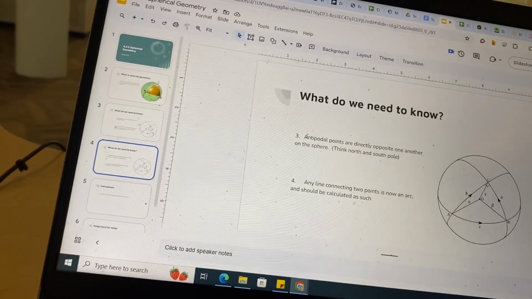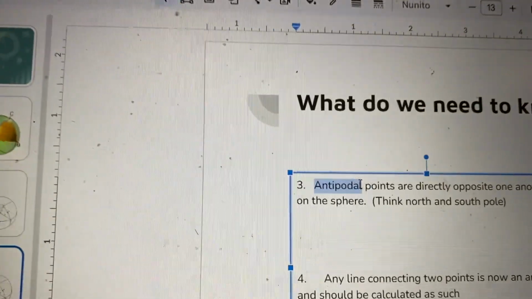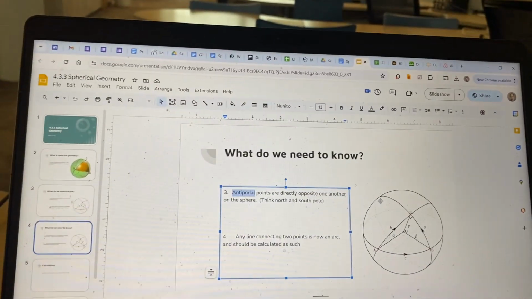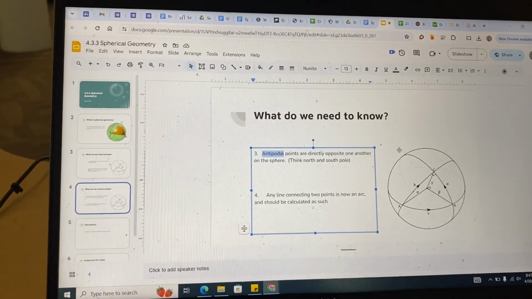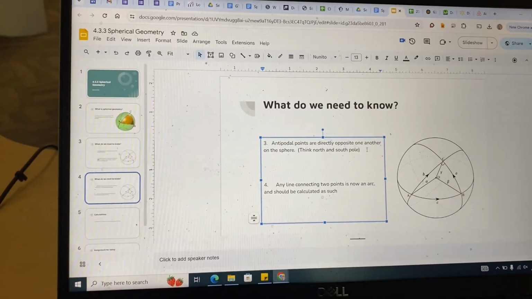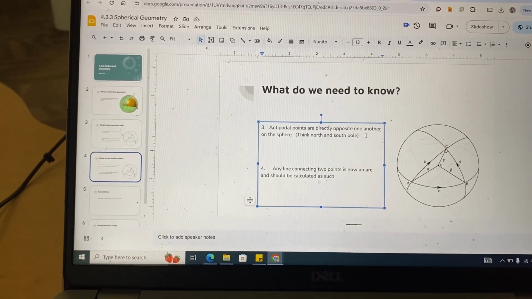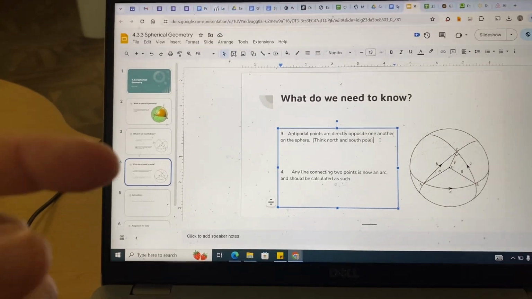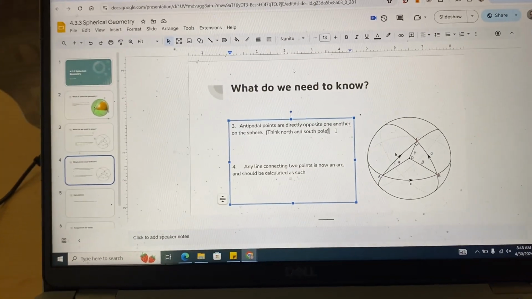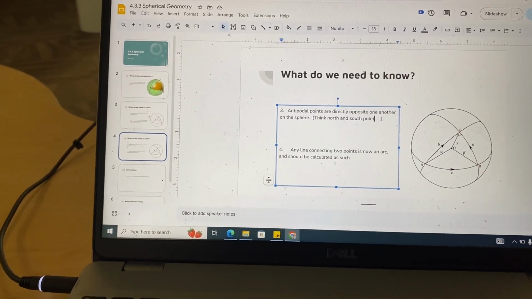There's a thing called an antipodal point. I'm highlighting that word, antipodal. That means like north and south pole. They are opposite one another on the sphere. There's actually a website, and I meant to link it here, but you can Google search it, where you can find what point on the Earth is antipodal to where you are. So if you could theoretically tunnel through the middle of the Earth, where would you end up?